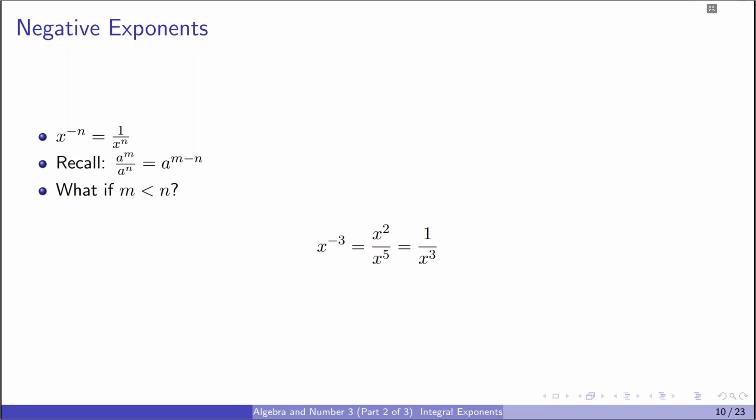We can also apply our rule. 2 minus 5 is a negative 3. So x to the negative 3 equals 1 over x cubed. We could repeat this as often as we wanted with other integers. 1 over x squared is x to the negative 2. 1 over x to the 5th is x to the negative 5. It'll work for all of them.